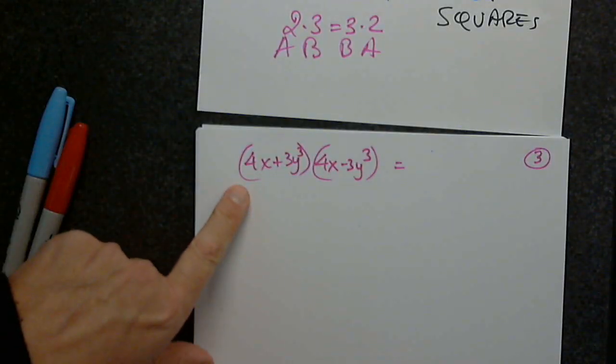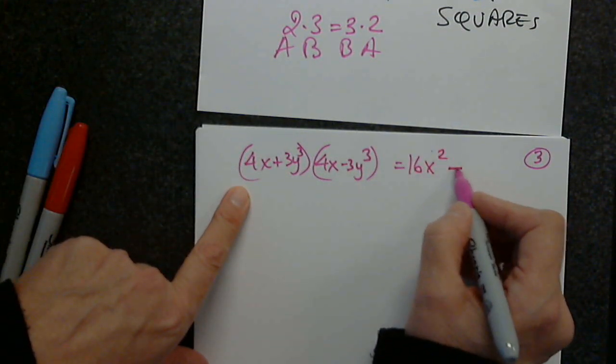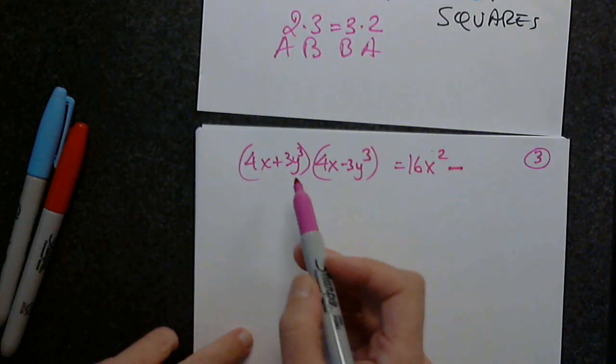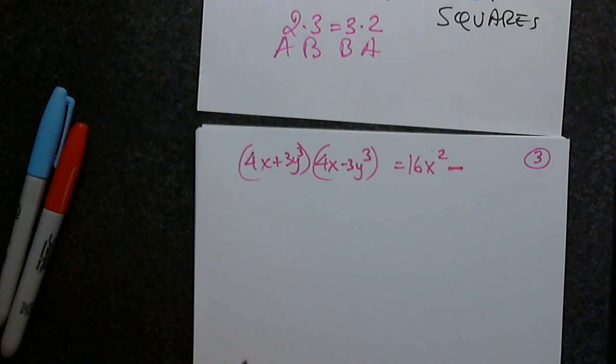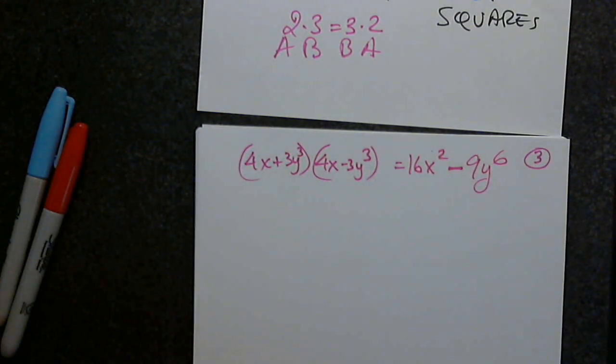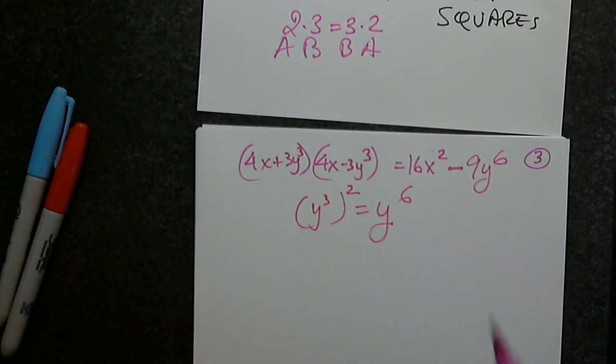So let's square the first term. 16x squared. Do not forget the minus. It must be the difference of squares. And let's square the second term. 9y to the 6th. Very good. Y to the third, everything squared, copy the base, multiply the exponents. Very good. Excellent.